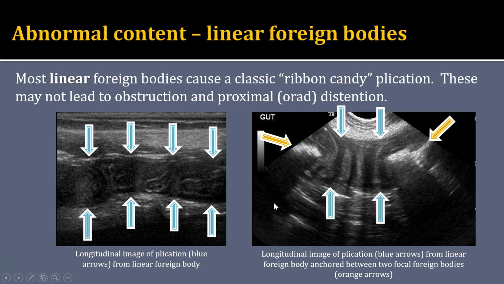The patient on the right has a linear foreign body here that is anchored between a hyperechoic shadowing foreign body in the proximal portion of the segment, and then a hyperechoic shadowing foreign body in the distal portion of the segment. So two luminal foreign bodies, and then there is plication here from some sort of a linear structure that is connecting those two.